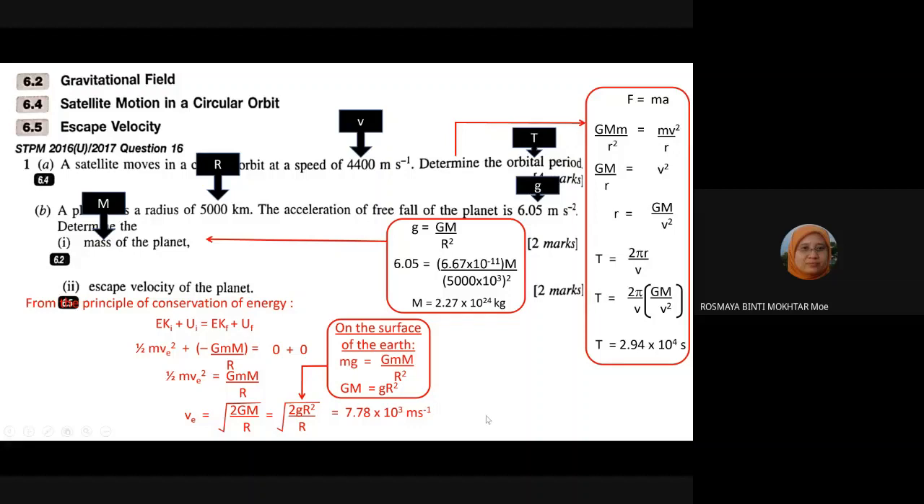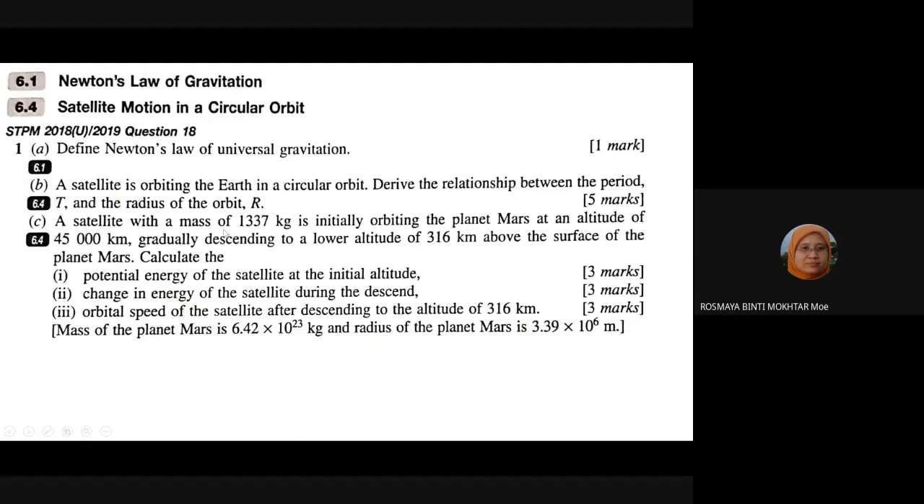So the next question is satellite motion in a circular orbit. Define Newton's law of universal gravitation. For this one, just say the gravitational force between two masses is directly proportional to the product of the two masses and inversely proportional to the square of their separation. If you want to write in mathematical form, you can also, but you must define all the mentioned variables.